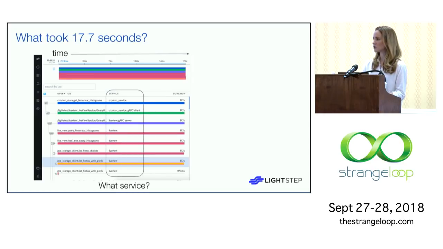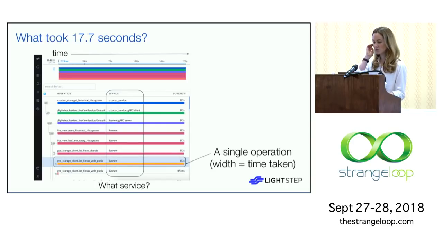Then this thing in the middle is showing me the different services that were traversed as part of this 17.7 second page load. So at the top, we started off in something called crouton, and then at the end, we ended up in this service called live view. Each one of the rows here is showing you a single operation where the width of the bar is the time taken.